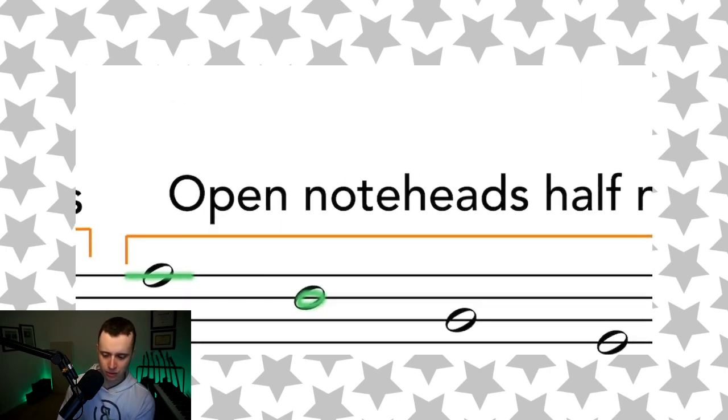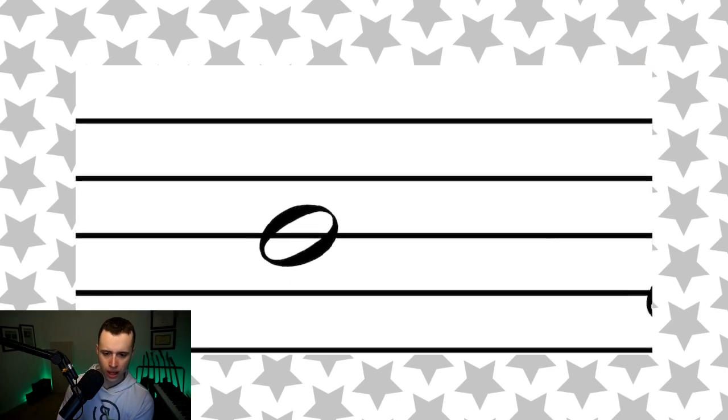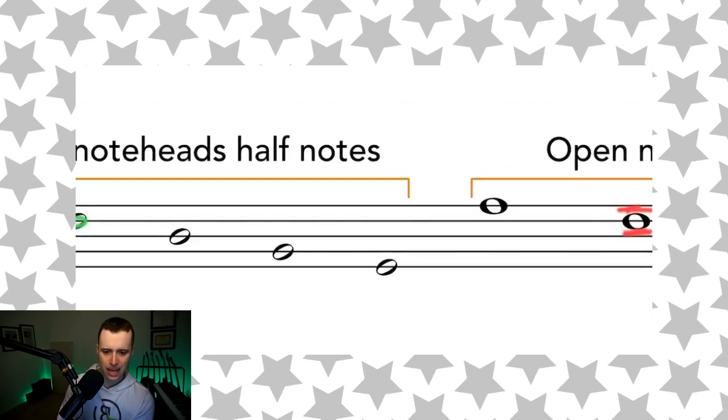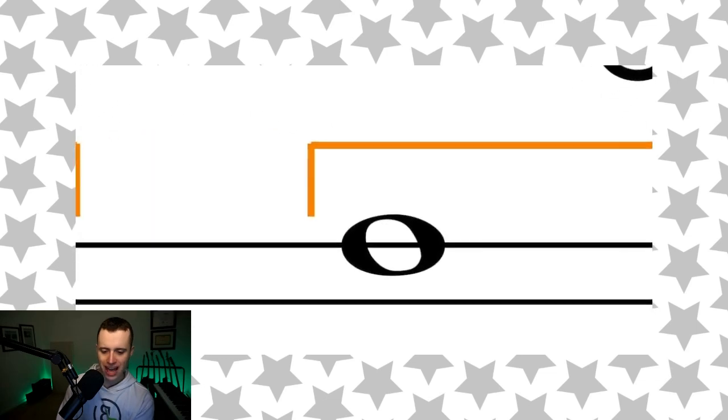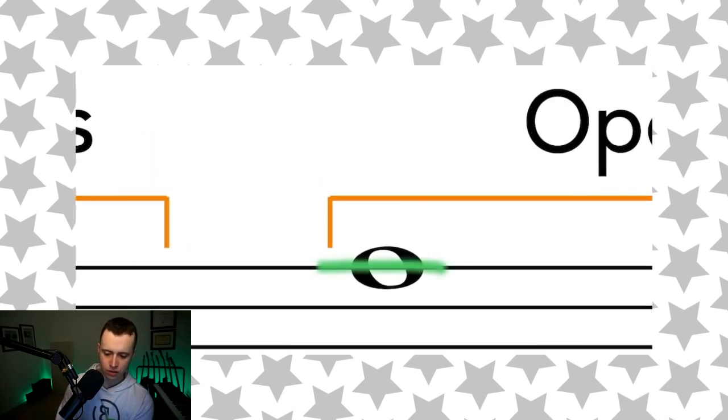You see that line going through the middle? Right here as well, the line going through the middle. And that's the same for open note heads for half notes and for whole notes. The line goes through the middle. In the next lesson, we're going to jump into some staff paper and practice writing some closed and open note heads. I'll see you there.